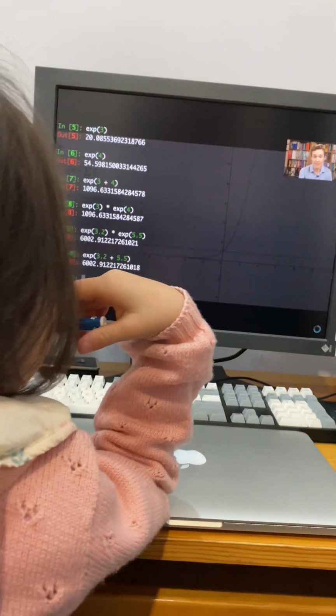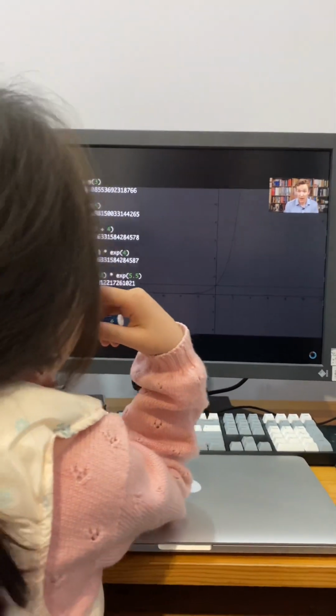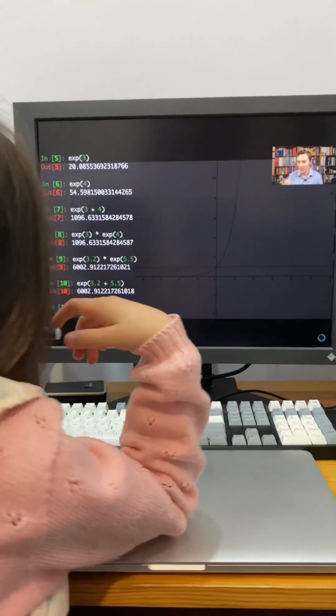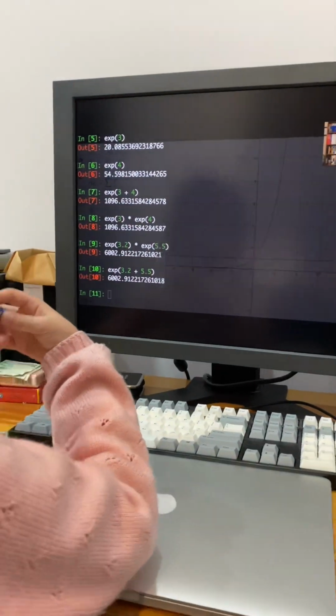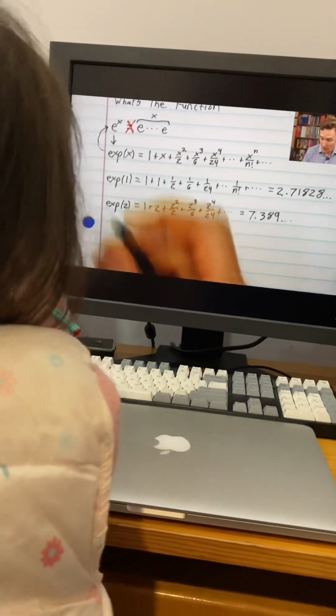Okay, it gets the same value. That is not at all obvious, okay? So I think that would be a genuine discovery of something that you found. And it's important enough that I want to write it down.